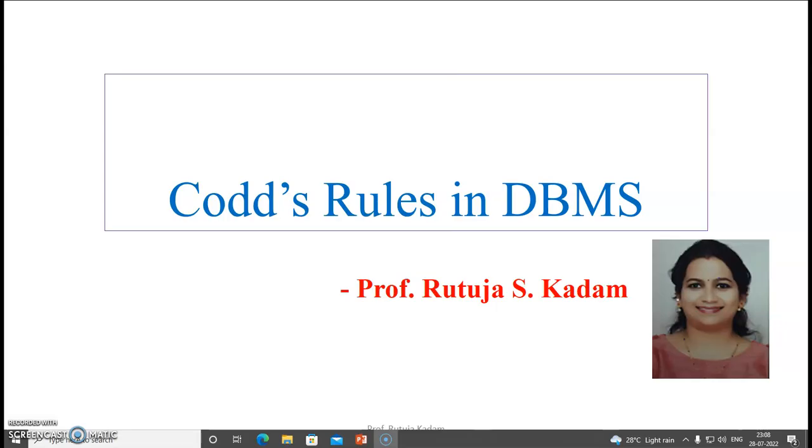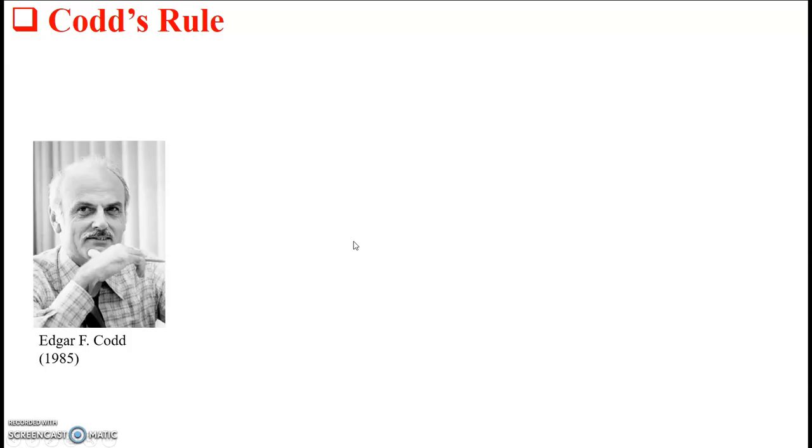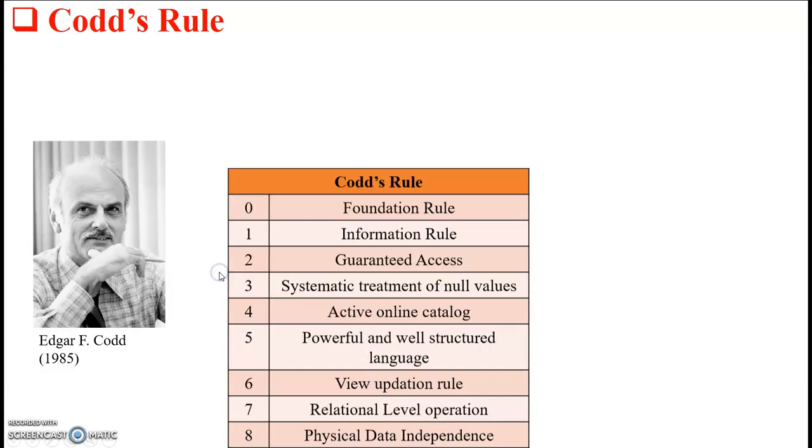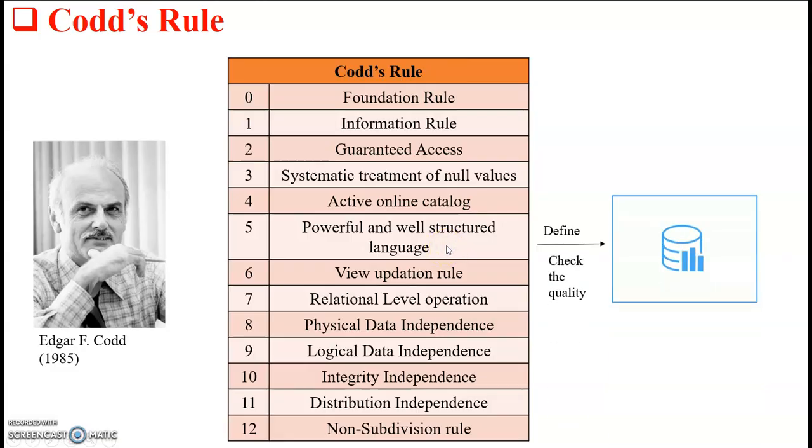Today, we will be learning Codd's rules in DBMS. You will find it is generally said as Codd's 12 rules. However, there are 13 rules. Edgar F. Codd developed these rules in 1985, named after him. The rules are 13, starting from 0 to 12, but normally they are said as Codd's 12 rules. These rules are generally used to define the database, and after defining the database, they are used to check the quality of the database.